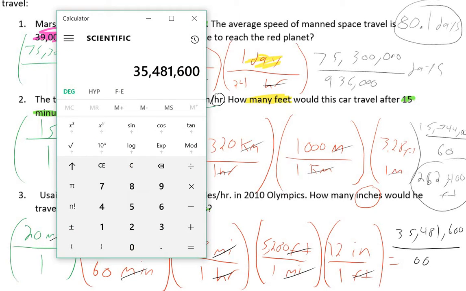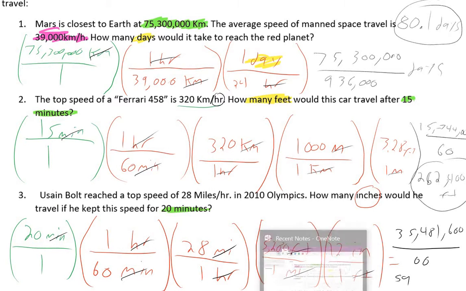So once again, we take this number, we clear it all out, and we end up with 35,481,600 divided by 60, and we're left with 59,360 inches.